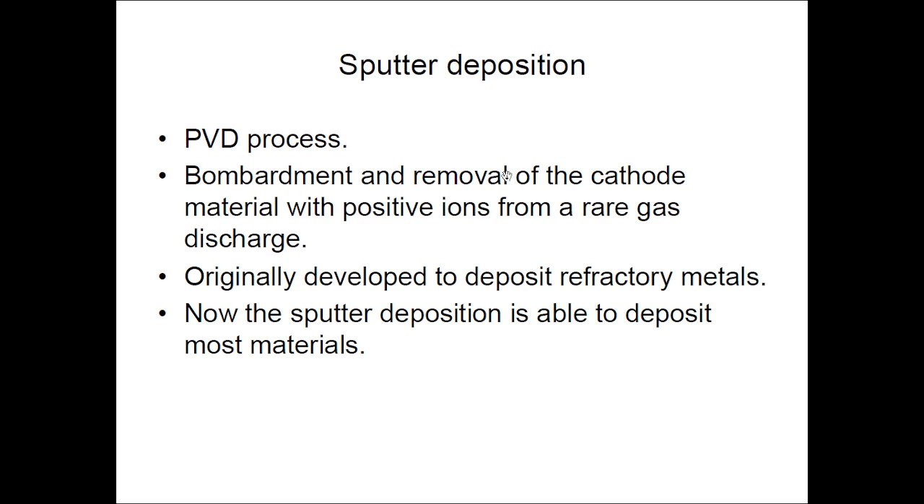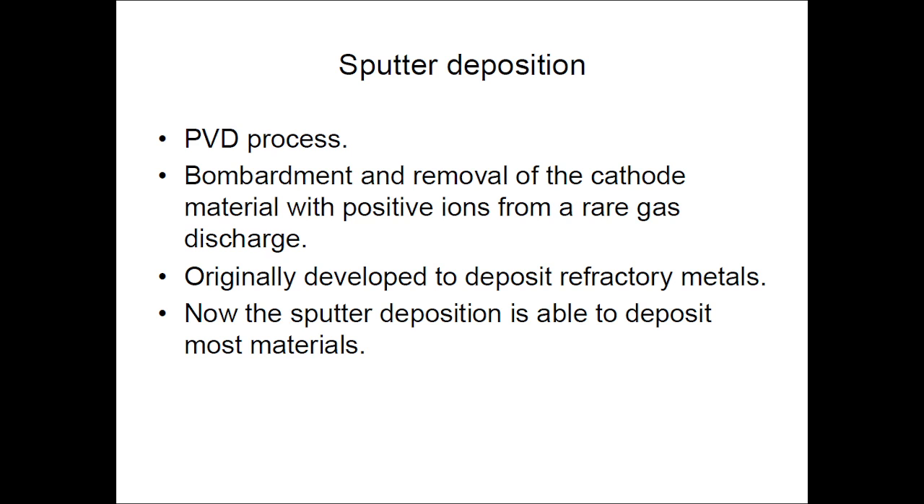Okay, and the argon plus bombards the source material, and the atoms are removed and deposited on the substrate which is placed above. It was originally developed to deposit refractory metals. Now sputter deposition is able to deposit most materials. One of the advantages of sputter deposition is that you can do any type of material: oxides, metal samples, and almost all other samples, though not all polymers.